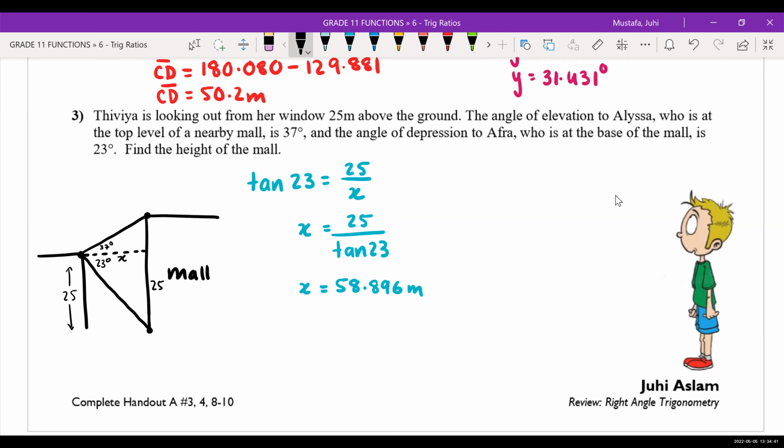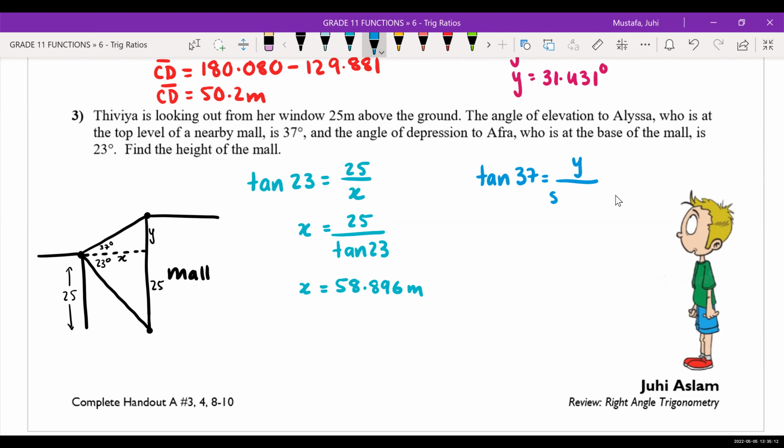Okay, so how does that help us? Well, now that we know what this measurement is and we know what this angle is, we can figure out what this is. And in order to find the height of the mall, it'll just be 25 plus that little chunk at the top. So now I'm going to call this side length Y. And we're basically trying to solve for Y. So what's that going to be? Again, it's going to be tan 37 is equal to Y over X, but we know what X is.